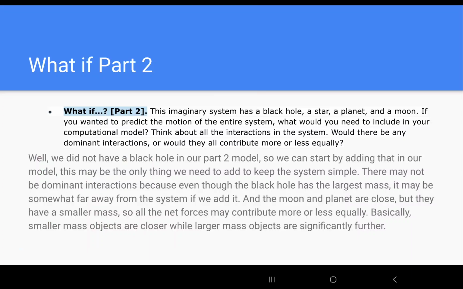To answer the what if for part 2, there actually was no black hole, so we can start by including that in our model, and we can just include that to keep the system and the surroundings simple. And there may be no dominant interactions, because even though the black hole has the largest mass, we're probably going to make it the furthest away from the system. So even though the moon and the planet are very close to the spaceship, they have significantly less mass, so everything in the end balances out.